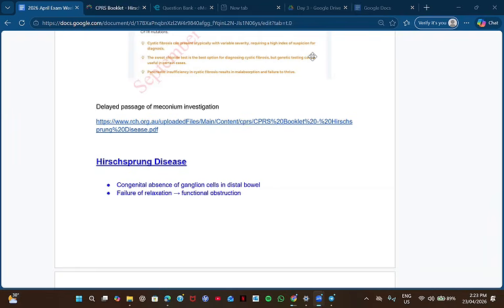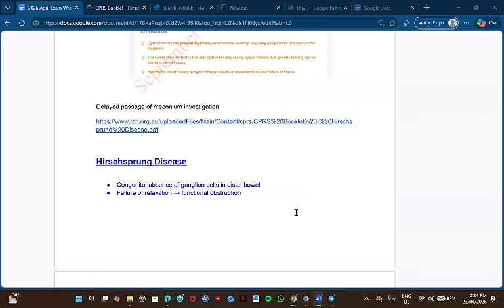So we assume that was Hirschsprung disease just because we only got delayed passage of meconium in the question. I think in later days we got a better question, but I'm not very sure about that. We'll discuss Hirschsprung disease. So what is Hirschsprung disease? What is happening in Hirschsprung disease? Tell me, doctors, you should know something.